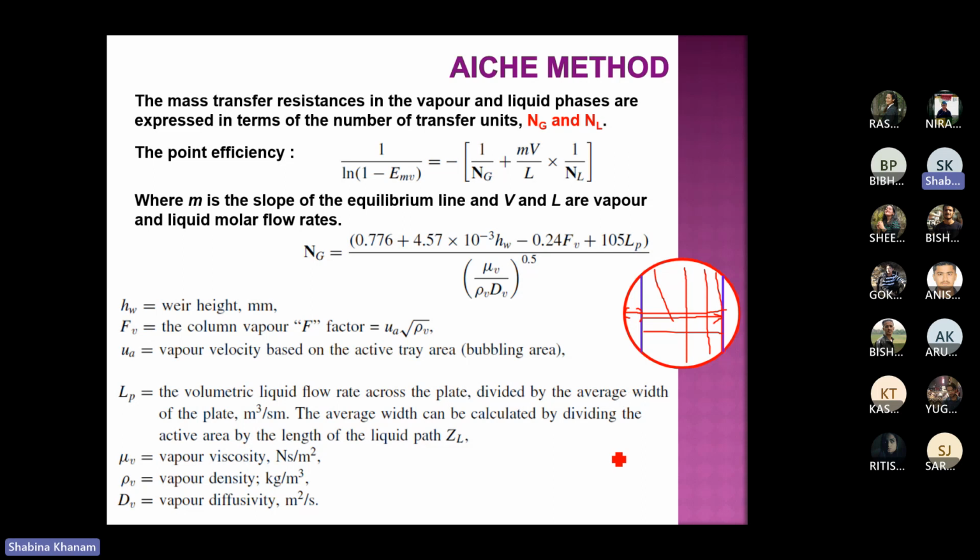Geometry you can apply, it's not very complicated. Once you have ZL, active area by ZL will give you the average width of the plate, and LP is the volumetric flow rate across the plate, that is the volumetric flow of the liquid, which you know already, divided by the average width. In this way you can find out P, and these are some of the properties like diffusivity, viscosity, density. All these we need to consider to find out this Ng.